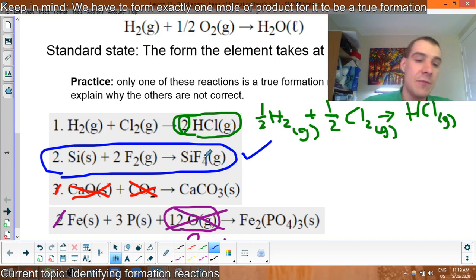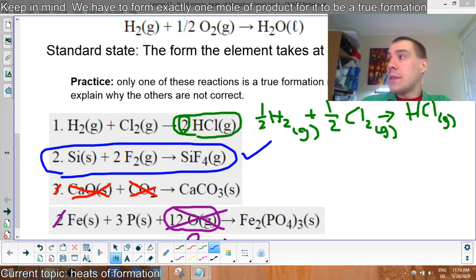And that's how you identify a heat of formation reaction. That's what a heat of formation reaction means, or that's what a formation reaction means. Let's talk about heats of formation.